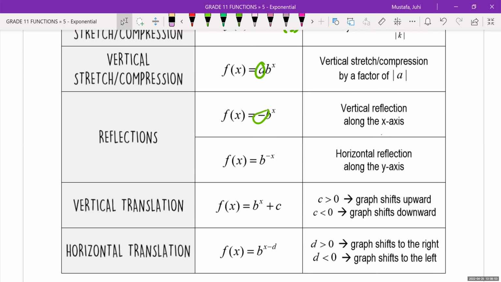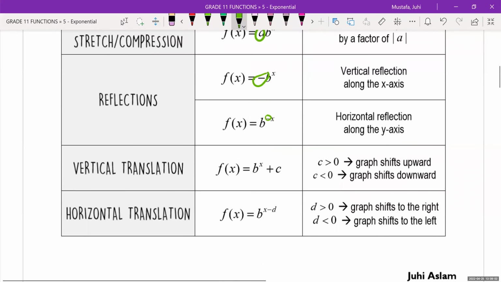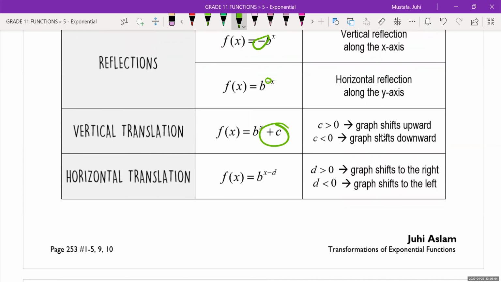And then for the reflections, that is a horizontal one. It's going to be in your exponent, and a horizontal reflection looks like this. It's along the y-axis. Then a vertical translation is just a number over here. If it's a positive, it moves up. If it's a negative, it moves down. And if you have a number attached to your x in the exponent, that's a horizontal translation. If it's negative, it moves to the right. If it's positive, it moves to the left.